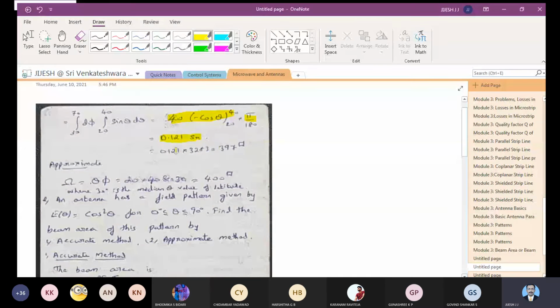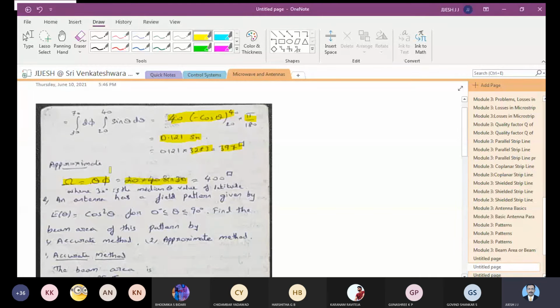You also need to do the approximate method. The approximate method is theta half power multiplied by phi half power. To get that, you multiply 20 into 40 sine 30, so you'll get 400. You can see that the approximate value and the exact value are almost the same, where 30 degrees is the median theta value of the latitude. You can just write this down there.